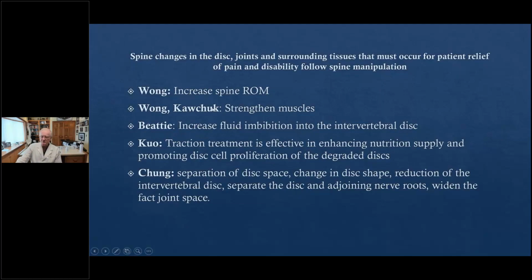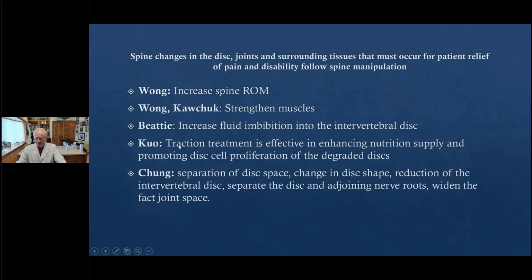Number two, strengthen muscles. I referred to this paper on strengthening multifidus before. Beatty said, you must increase the imbibition of fluids from the cancellous vertebral body through the end plate into the nucleus of the disc. And we know that today by the work of diffusion weighted imaging as apparent diffusion coefficient.